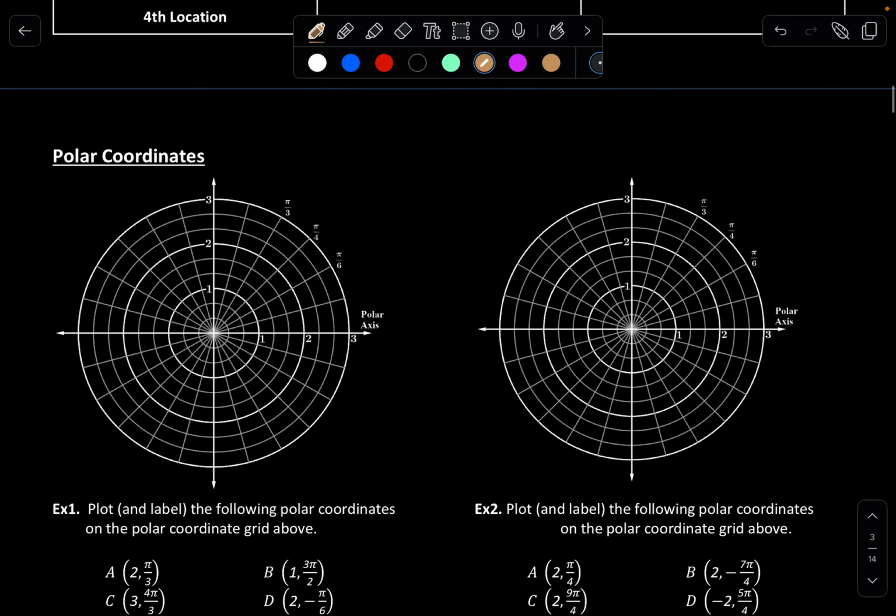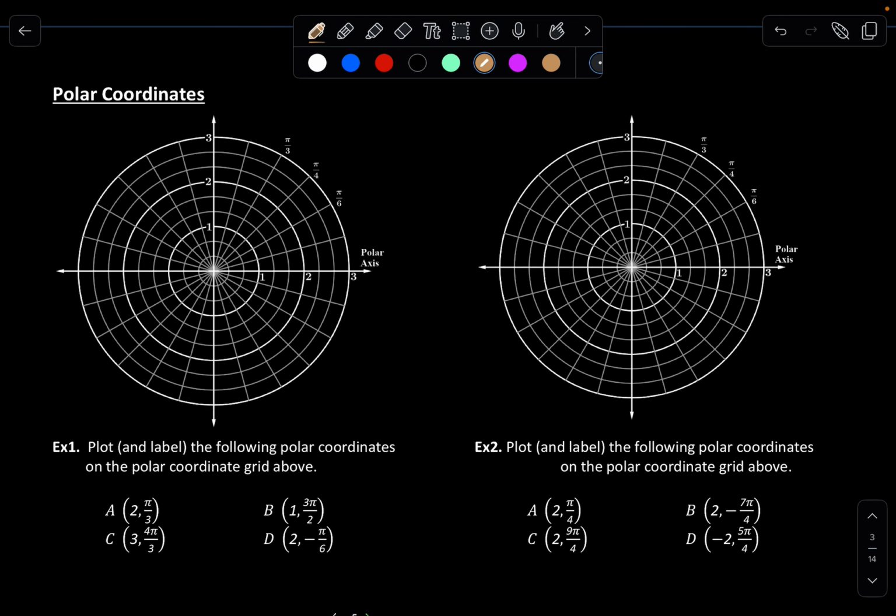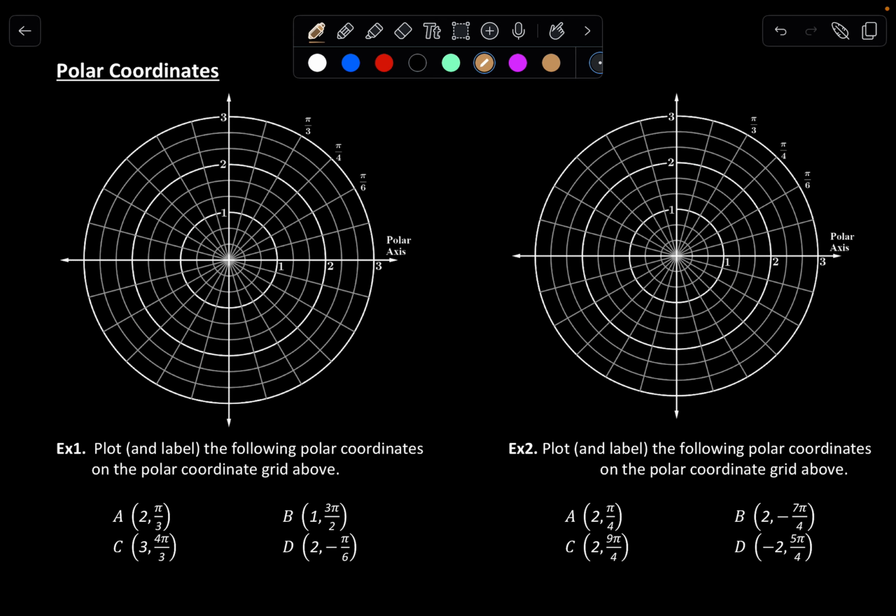Okay, so this is coming back to basically AP Precalculus. This is where we started last year, but I think talking about what we're doing and how we're approaching it is going to be important. It says plot and label the following polar coordinates on the polar coordinate grid above. So I have 2, pi over 3. Remember, we are plotting 2, pi over 3, but the angle is the input, the radius is the output.